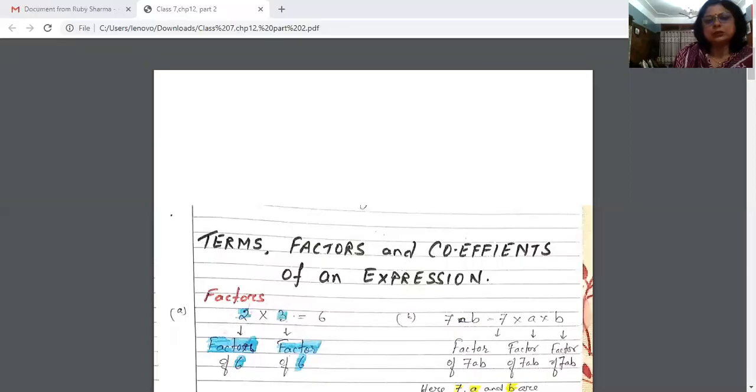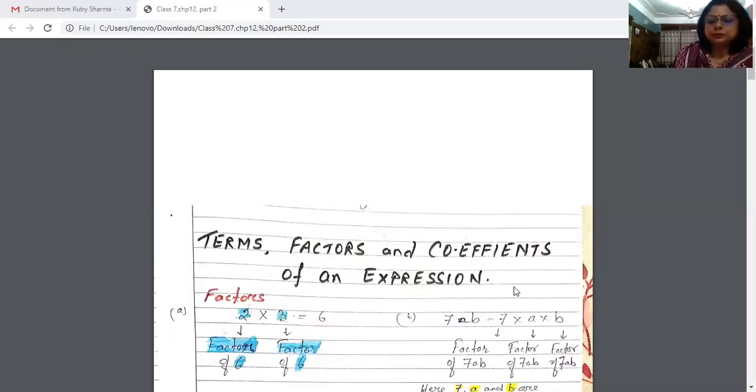Welcome children to our second class of algebraic expression. Today we'll be learning about terms and factors of algebraic expressions. Okay, so first we'll study about factors.